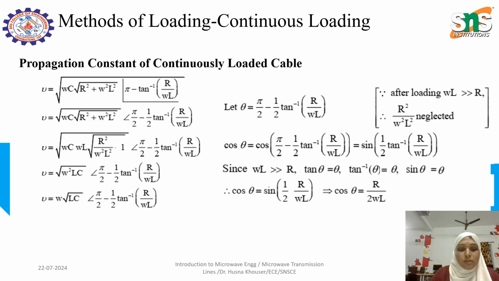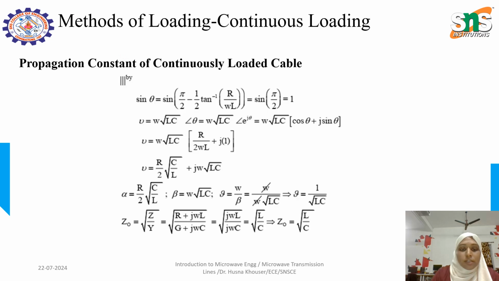By resolving this equation, we get the continuous loading term, that is, sine of 1 by 2 into tan inverse of R by omega L. So cos theta is equal to 1 by 2 times R by omega L. We know that after loading, we try to neglect the omega L condition, because the inductance will always be higher than the resistance. Here we find the propagation constant: alpha, which is the attenuation constant, and beta, the phase constant.